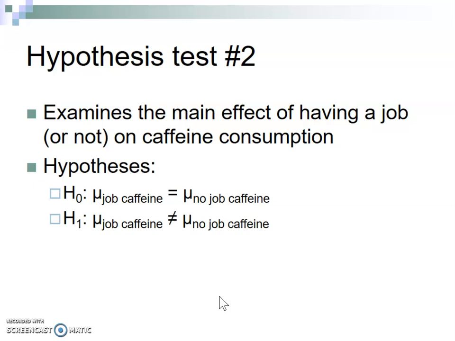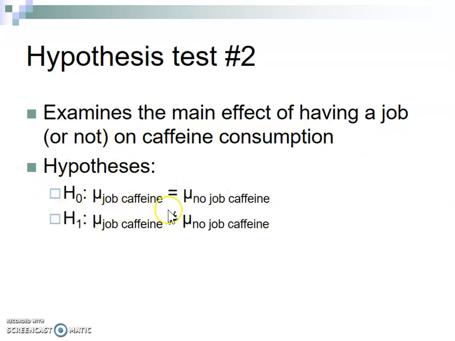So in this hypothesis test, what we're testing is we're comparing people that have a job to people who do not have a job. And again, we're just ignoring that other variable in our study. We're ignoring the student variable for this examination of the main effect.